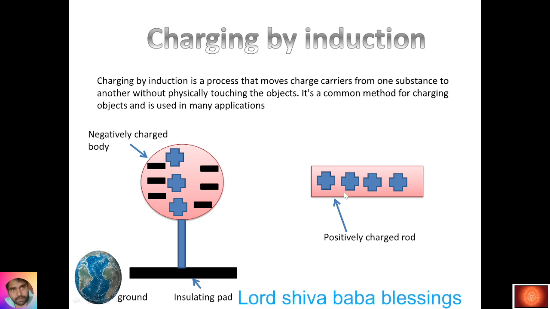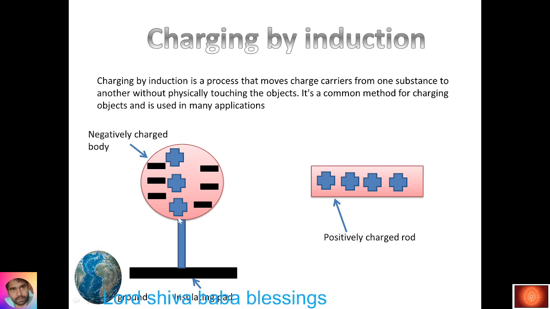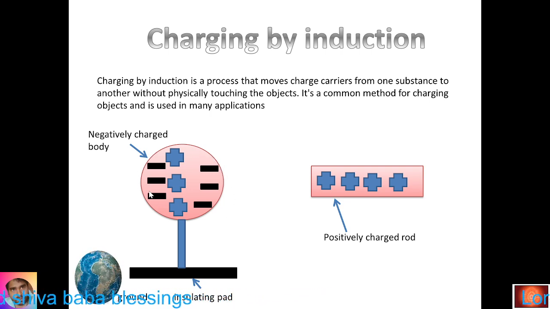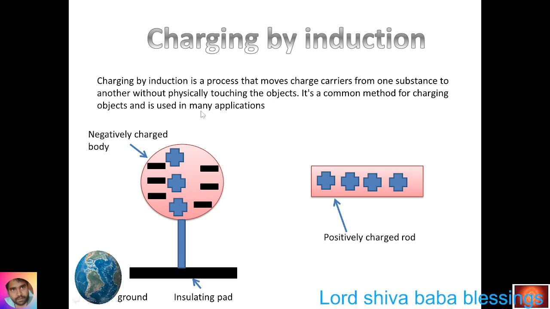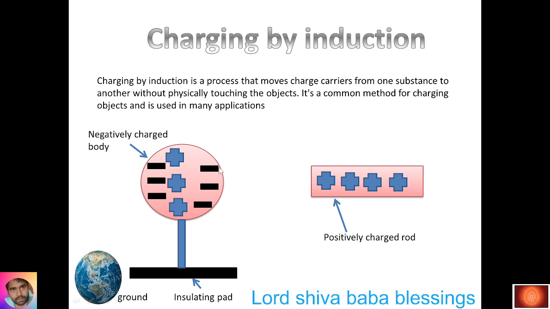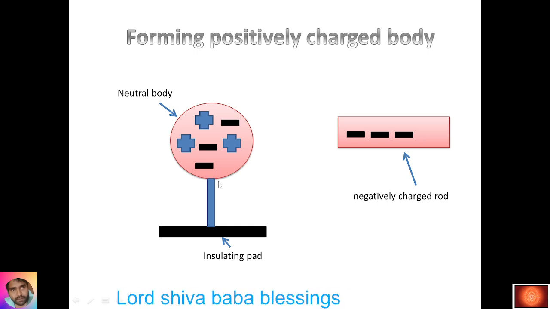We will now touch this rod with this metallic sphere, but still this is being negatively charged. So this is the process of charging by induction. Now let us consider we need to charge this body as positive. Earlier we charged this neutral body into a negatively charged body. Now let us try to charge this body into a positively charged body.